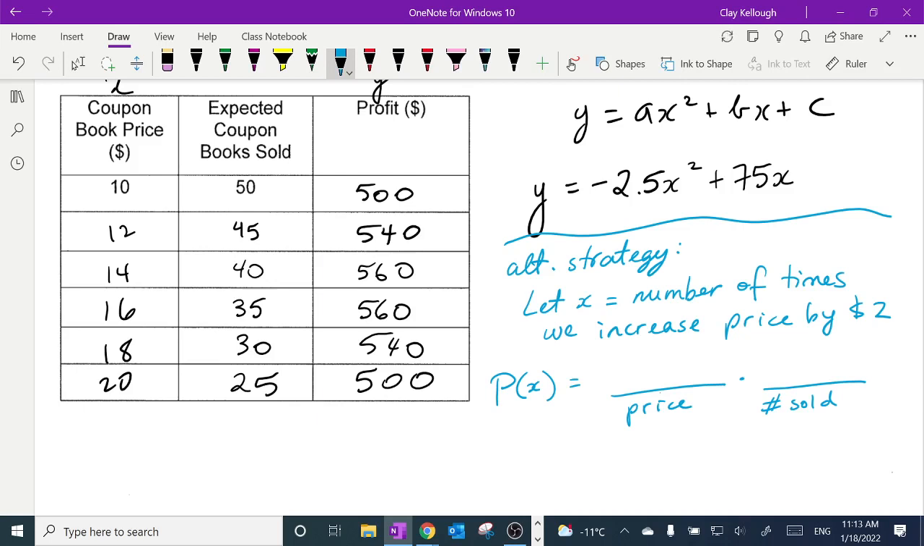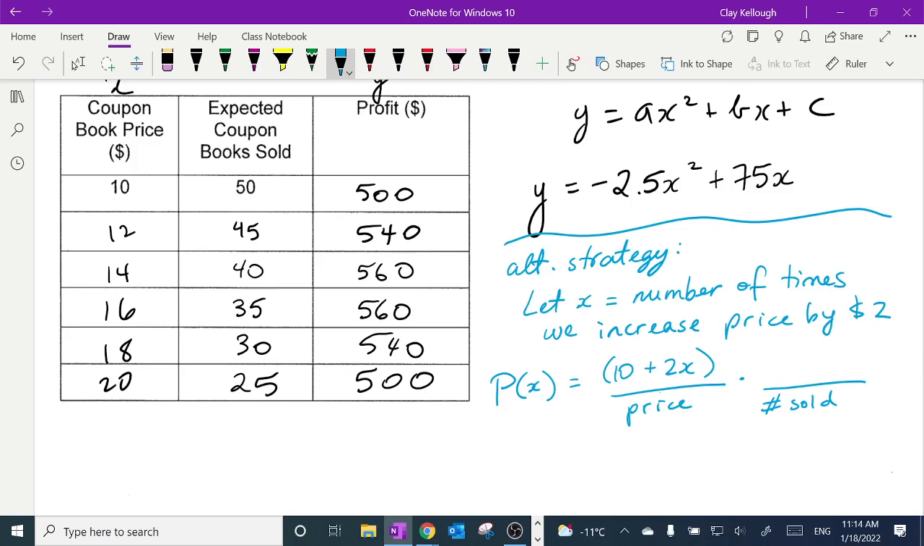So the price right now is $10, but I'm going to increase either by one $2 amount or by two $2 amounts or by three $2 amounts. So it's 10 plus 2x. Get it? If I don't increase the price at all, x is 0 and it's a $10 book. If I increase the price once, it's $12 because 2 times 1 plus 10 is 12. If I increase the price twice, I'm at $14.